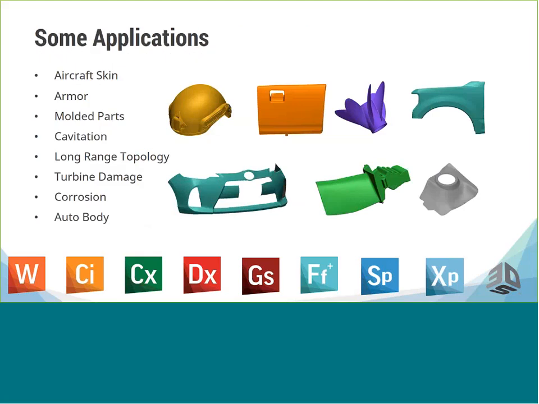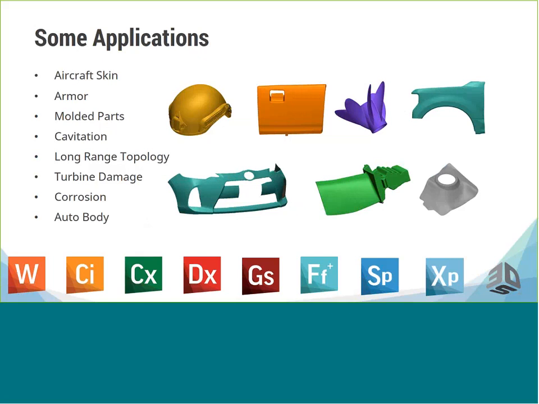What are some of the applications for this? A couple of applications, you just saw a picture of an aircraft skin there, deviations and armor, stuff like that. Molded parts, sometimes you have some sink marks in a mold that you'd like to check out and see if they're within spec, like cavitation functions on a propeller, stuff in the auto body and body in whites in auto body. We could also do things with long-range topology, if you'd like, looking for dense craters and things like that.